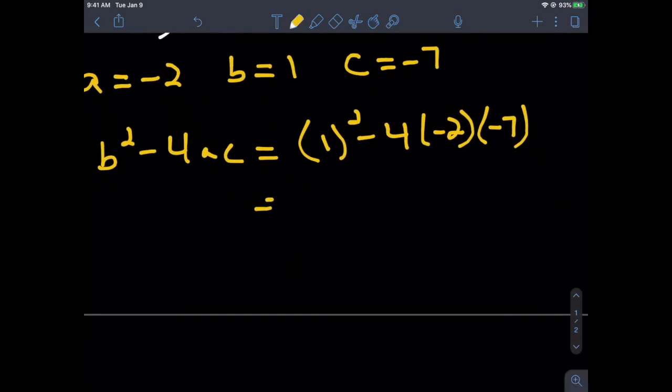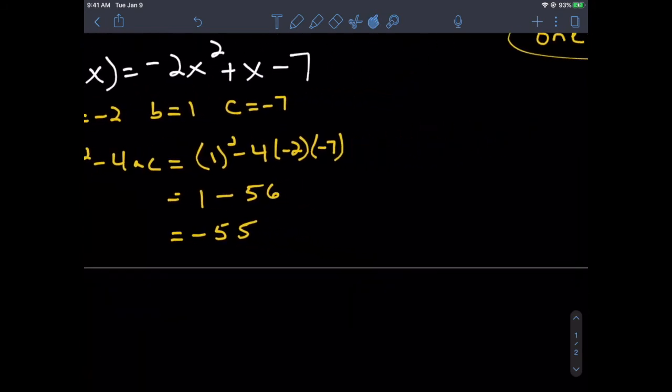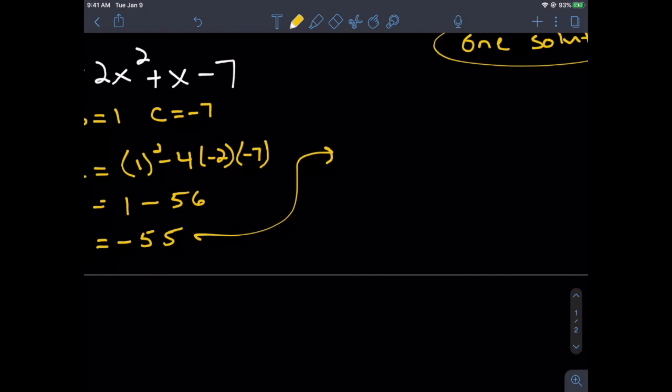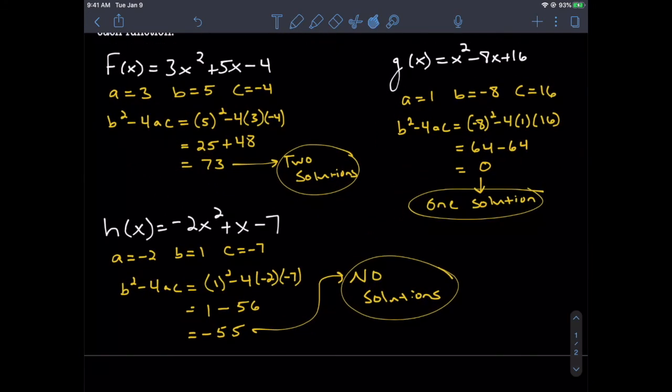1 times 1 is indeed going to be 1. Negative 4 times negative 2 times negative 7 together is negative 56. Minus those things, and we get negative 55. Negative 55, and remember, whenever you have a negative answer, that means that there are no solutions to our quadratic equation. h of x has no x-intercepts.